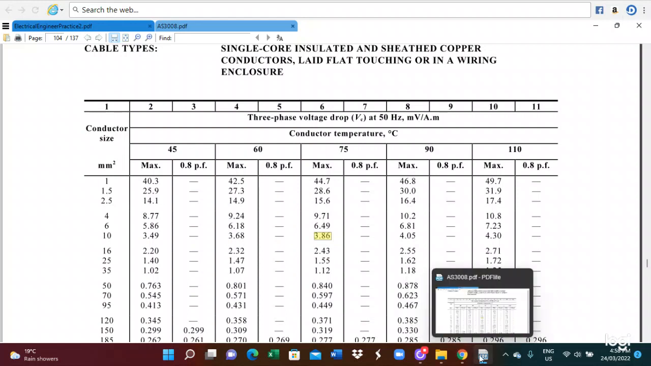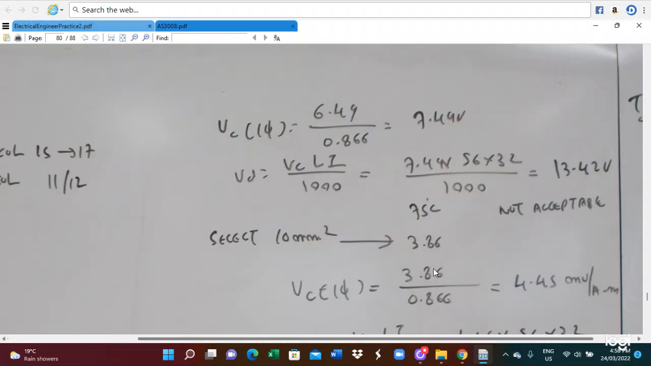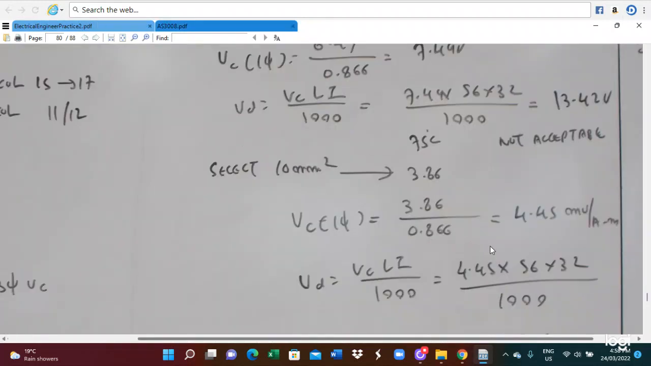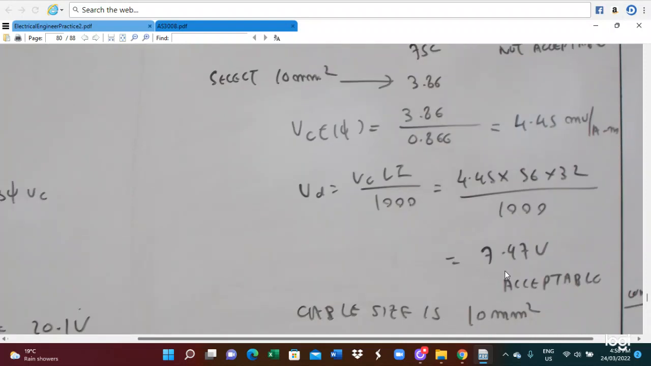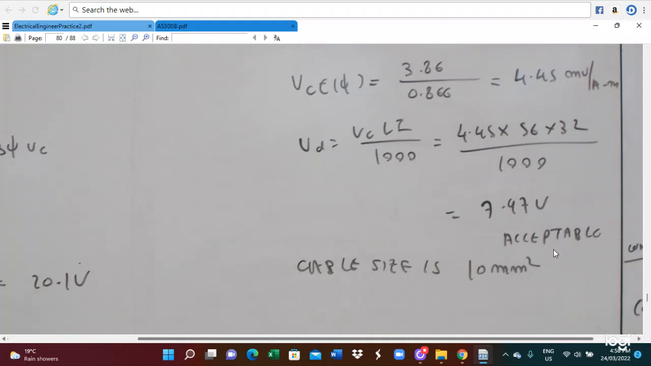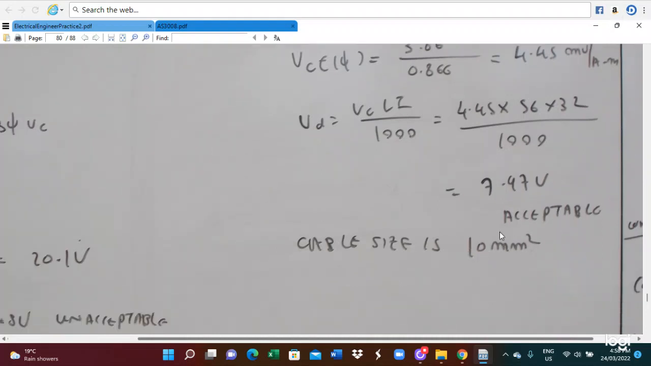So this 3.86 is substituted here. 3.86 divided by 0.86 is 4.45. VC by 1000 to 4.45 is the VC. And PVC, I is 32 divided by 1000 to 7.49. So 7.49 is less than the 5% of the supply voltage. So it is acceptable. So we select the cable 10 millimeter square.